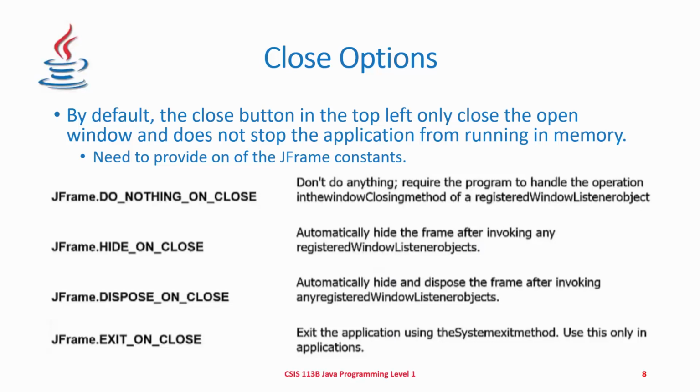Or you've got HIDE_ON_CLOSE. So that automatically hides the frame after invoking any registered window listener objects. And we'll get to event listeners a little bit later on. DISPOSE_ON_CLOSE automatically hides and disposes the frame after invoking any registered window listener objects. So again, you'll get more information about that when we start looking at events. You have to listen for events, and then based on the events that occur, you write code to handle it. The one that you'll be using will be EXIT_ON_CLOSE. And again, remember, those are constants there, so they're all uppercase, each word divided by an underscore. That's standard format for constants.